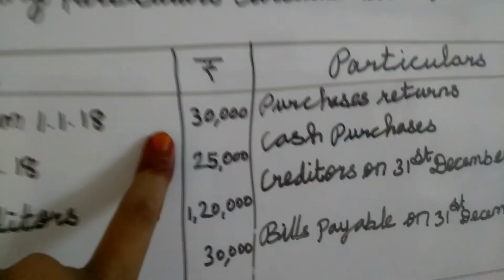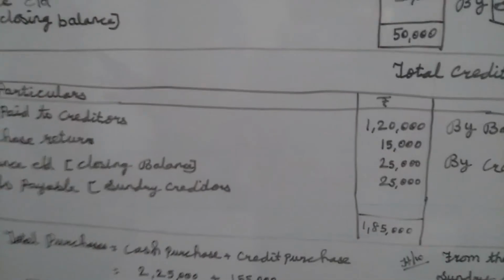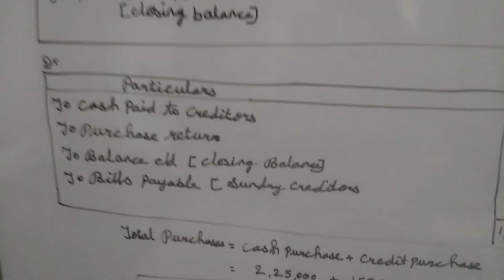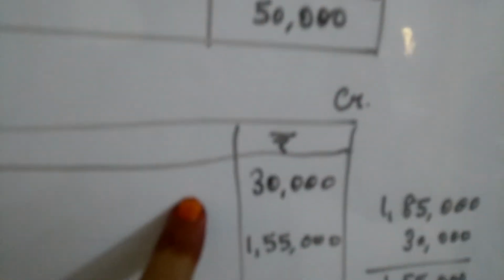Okay. See the sum, sundry creditors on 1/1/2018, 30,000. So the opening creditors balance, which side will it come? Credit side, right? As usual in your accountancy notes, on the left side you use the debit column for particulars and rupees, and on the right side the particulars and rupee column. So the opening creditors value we bring here on the credit side as balance brought down. In the bracket you write opening balance, how much? 30,000, right?